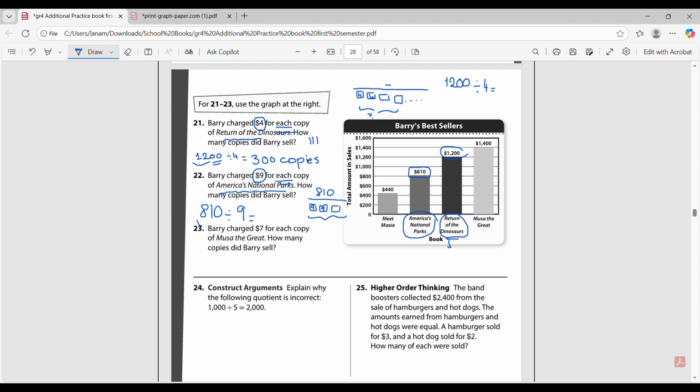Now let's look at the numbers that we have here. So we have 81. I'm not going to look at the 0. 81 divided by 9. We will skip count by 9. 9, 18, 27, 36, 45, 54, 63, 72, 81. Let's count. The counters 1, 2, 3, 4, 5, 6, 7, 8, 9. So the answer is 9. And I still have 1 zero that I will move to the quotient. So we have 90 copies.